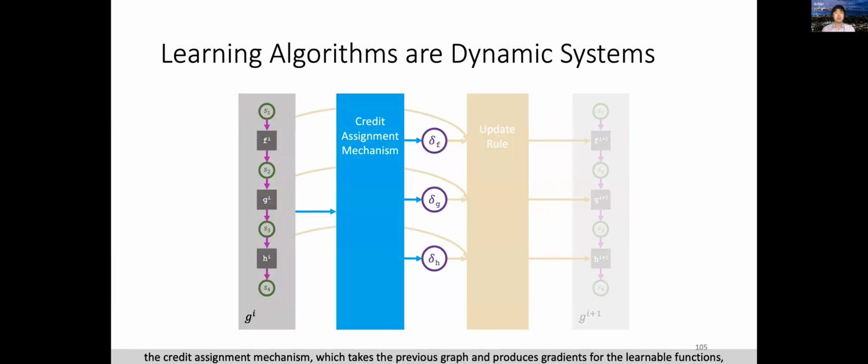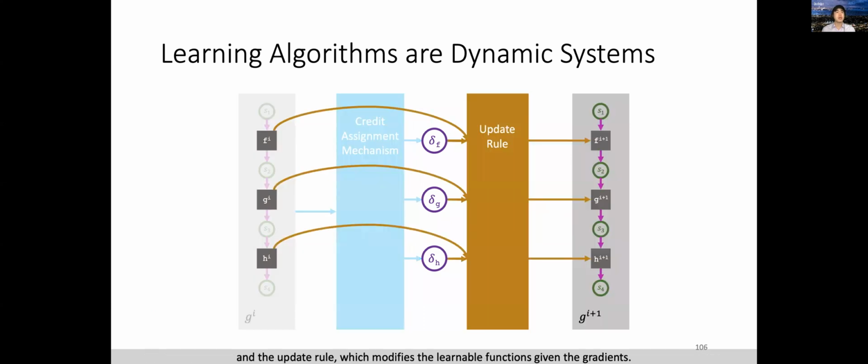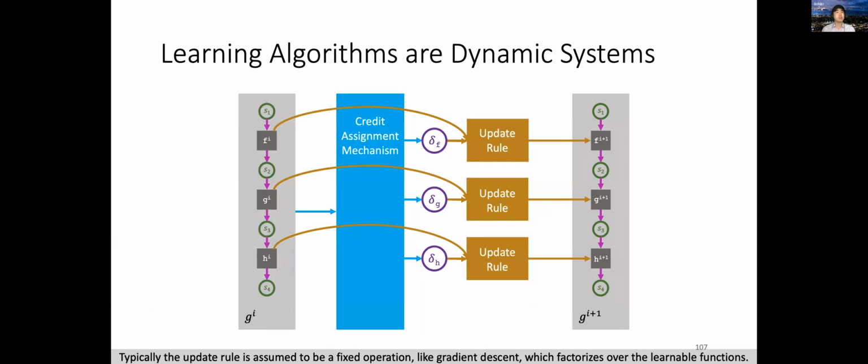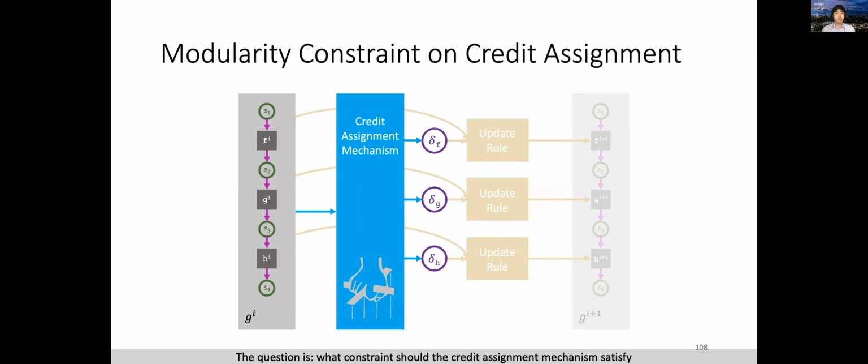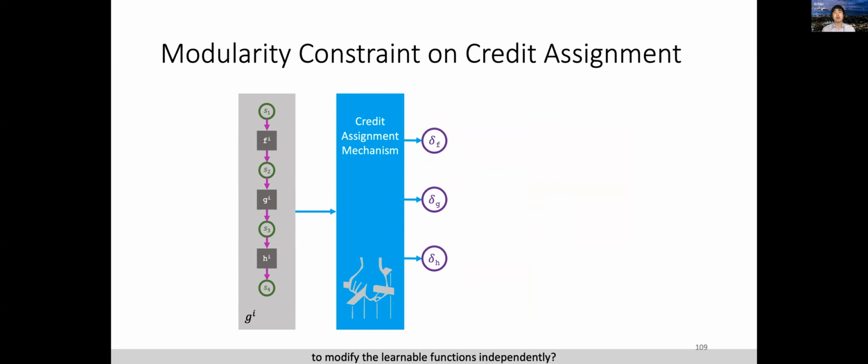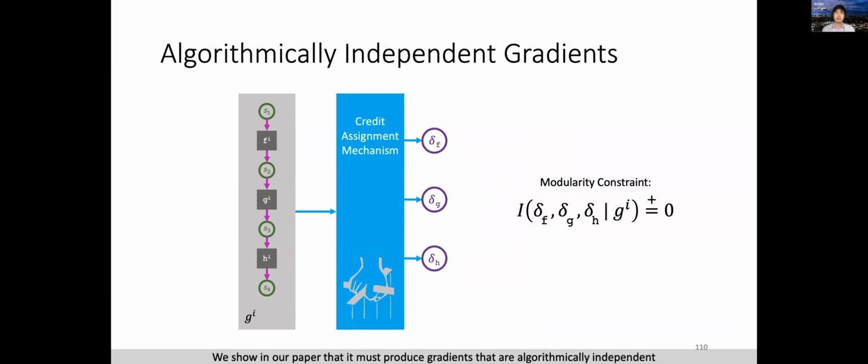The credit assignment mechanism, which takes the previous graph and produces gradients for the learnable functions, and the update rule, which modifies the learnable functions given the gradients. Typically, the update rule is assumed to be a fixed operation, like gradient descent, which factorizes over the learnable functions. The question is, what constraints should the credit assignment mechanism satisfy to modify the learnable functions independently?